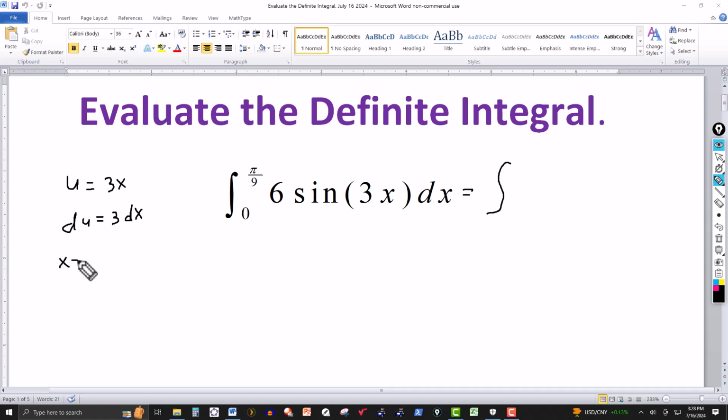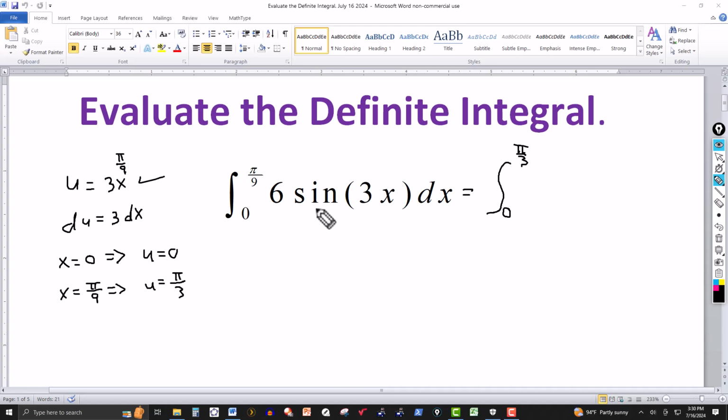We can say this: x equals 0 for the lower limit implies, okay, plug it in here, 0 times 3 will imply that u equals 0. x equal to pi over 9 would imply that, okay, put pi over 9 here for the x. So 3 times pi over 9, you can divide the 3 into the 9, so this will give me that u equals pi over 3. So the limits of integration then, this lower limit will still be 0, and this will be pi over 3.